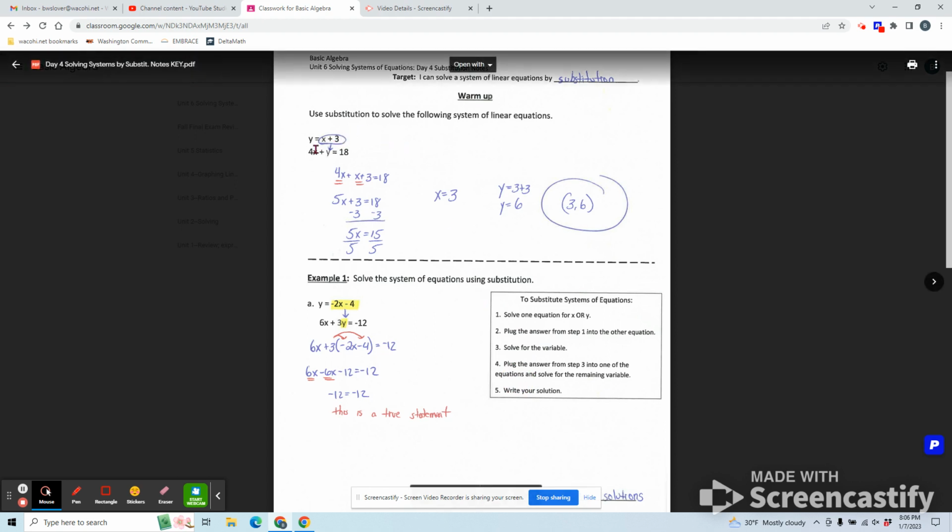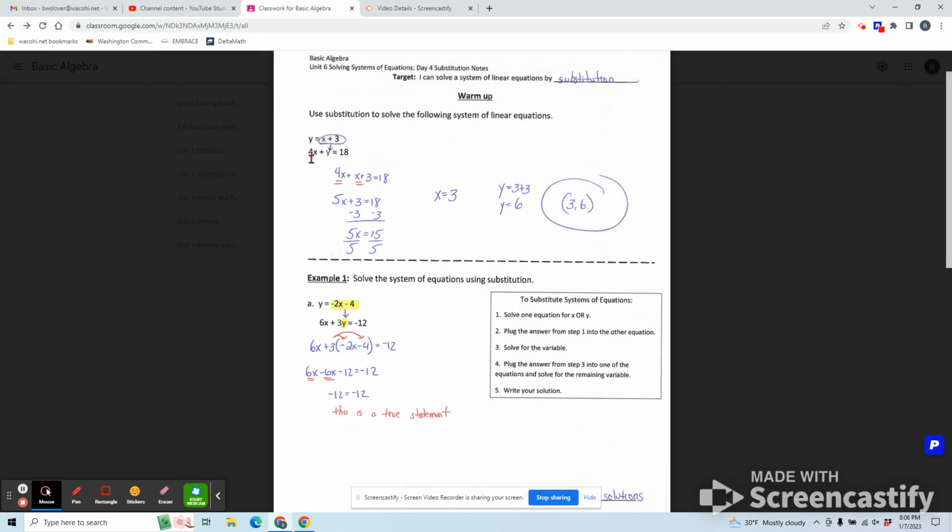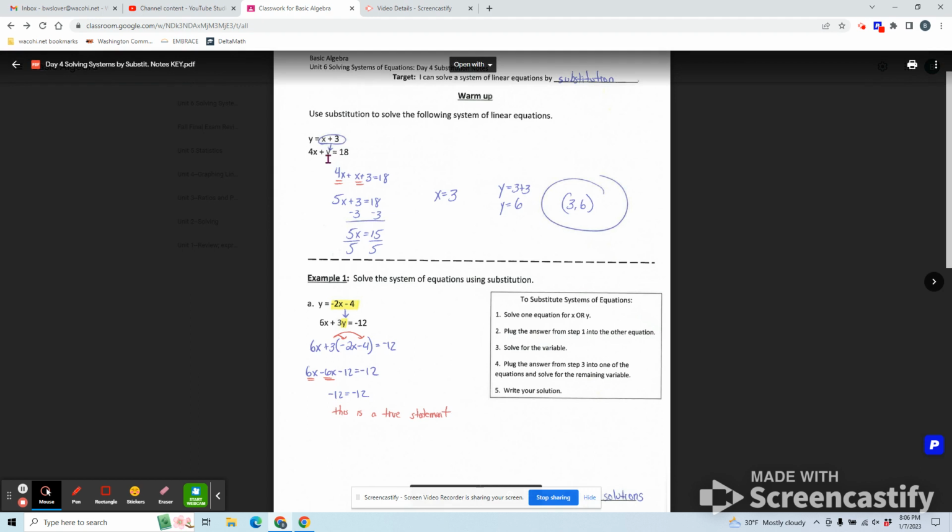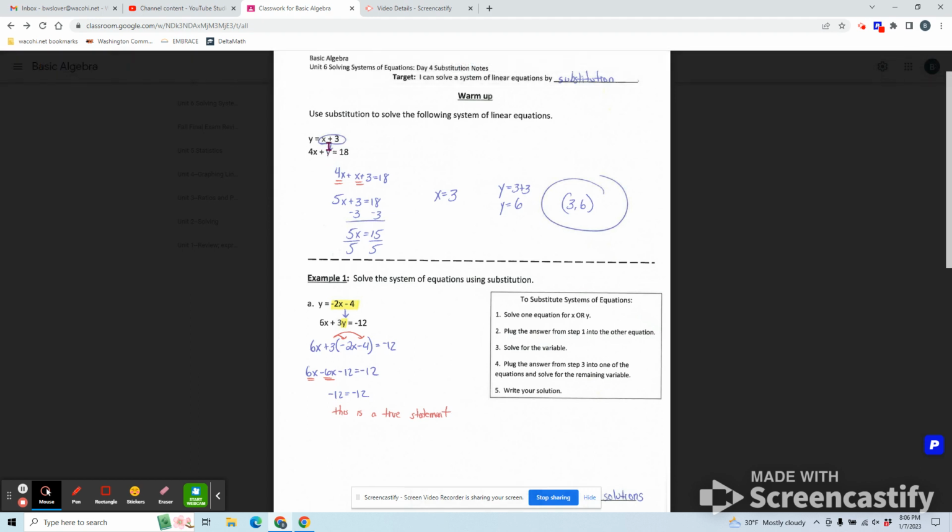So we've got our variable isolated. We have it all by itself. So anywhere we see a y, we're going to plug in an x plus 3. So everything else in the bottom equation stays the same. The 4x, the plus, the equals, the 18. The only thing changing is the y. So I'm replacing the y, or I'm substituting the y for the x plus 3. And then I collect like terms. So I get 5x plus 3 equals 18. And then I just keep solving. Subtract 3, divide by 5. X is 3.